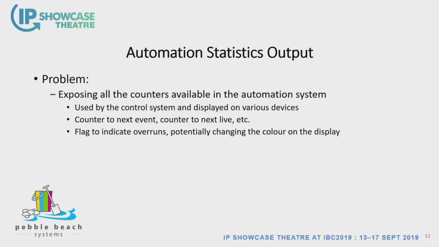The third use case was what I called automation statistics output. The channels that are being played out there have properties like channel name, current event, countdown to next event, and also, most importantly, countdown to next live event. And the customer needed to be able to route those signals in the studio. So in the studio, they would see when the live event is coming up.